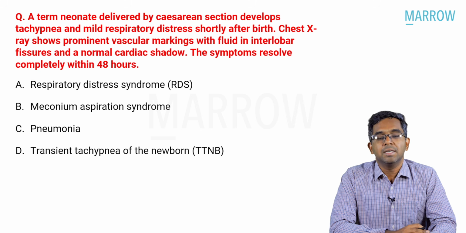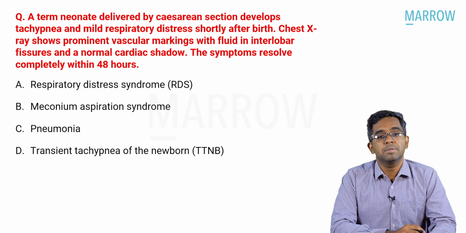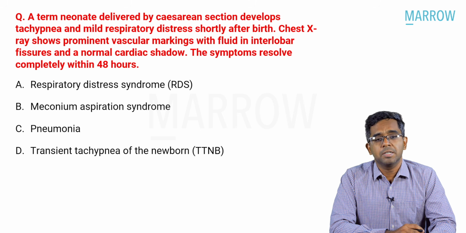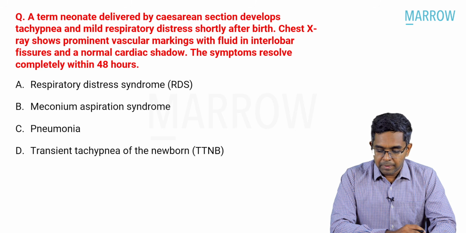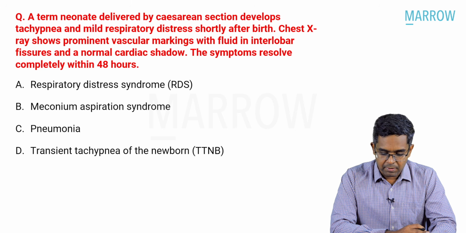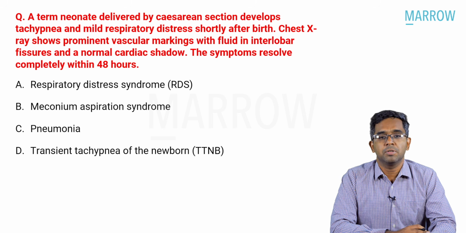A term neonate delivered by cesarean section develops tachypnea and mild respiratory distress shortly after birth. Chest X-ray shows prominent vascular markings with fluid in the interlobar fissure and a normal cardiac shadow. The symptoms resolve completely within 48 hours. What is the likely diagnosis? RDS, meconium aspiration syndrome, pneumonia, transient tachypnea of newborn.